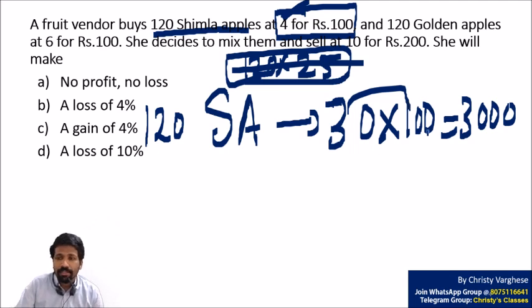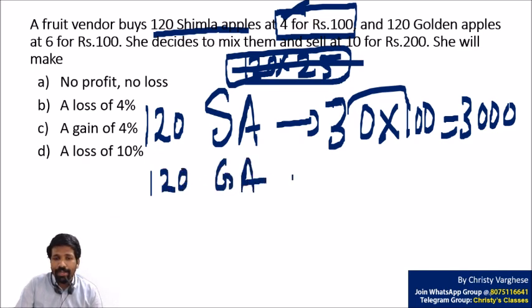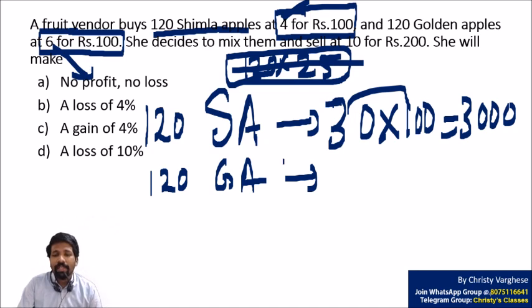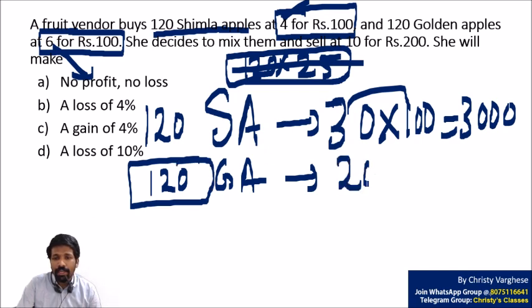So Shimla apples is 3000. On the Shimla apples she invested 3000 rupees. Now golden apples, that also are 120 in number. To buy 120 golden apples, how many bundles of golden apples are needed? That is what we are checking. 6 apples are there in one bundle or one packet. For 120 apples to be completed, 20 packets are needed, because 20 into 6 is 120, na?